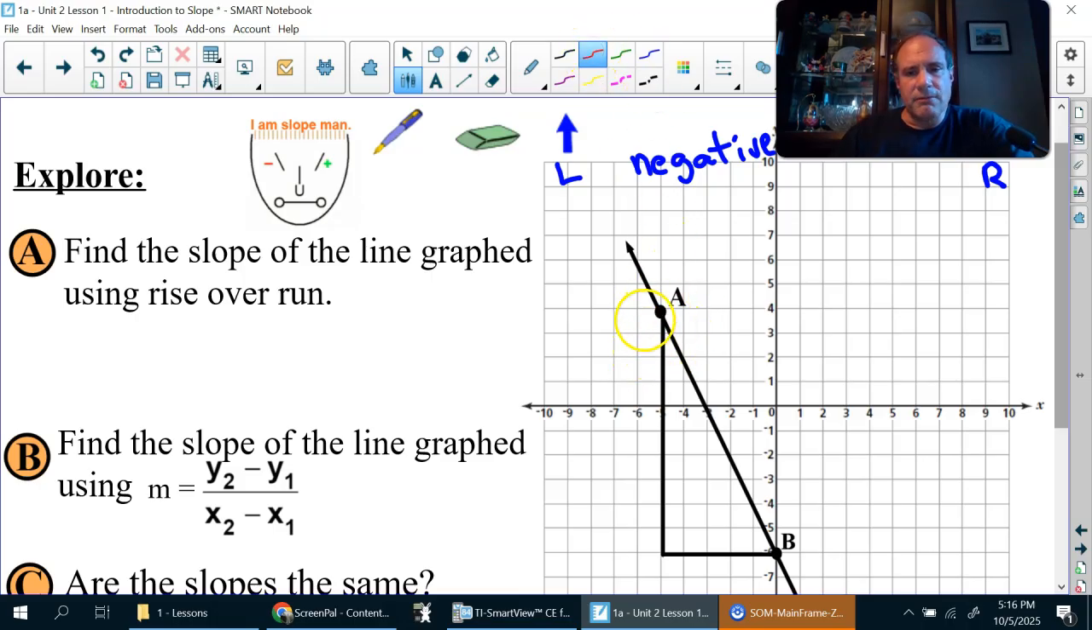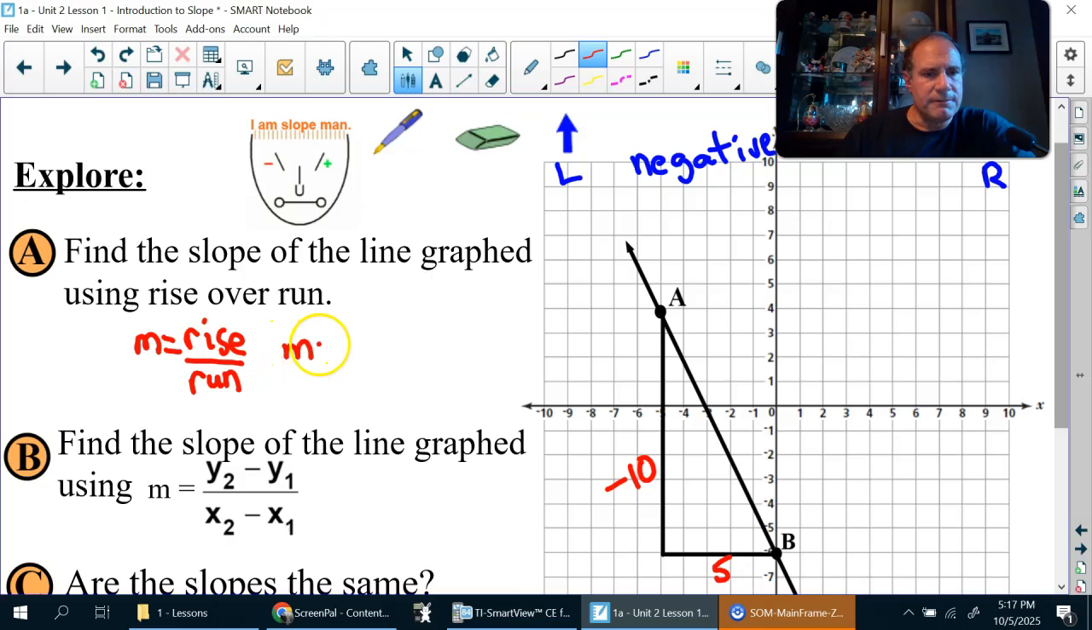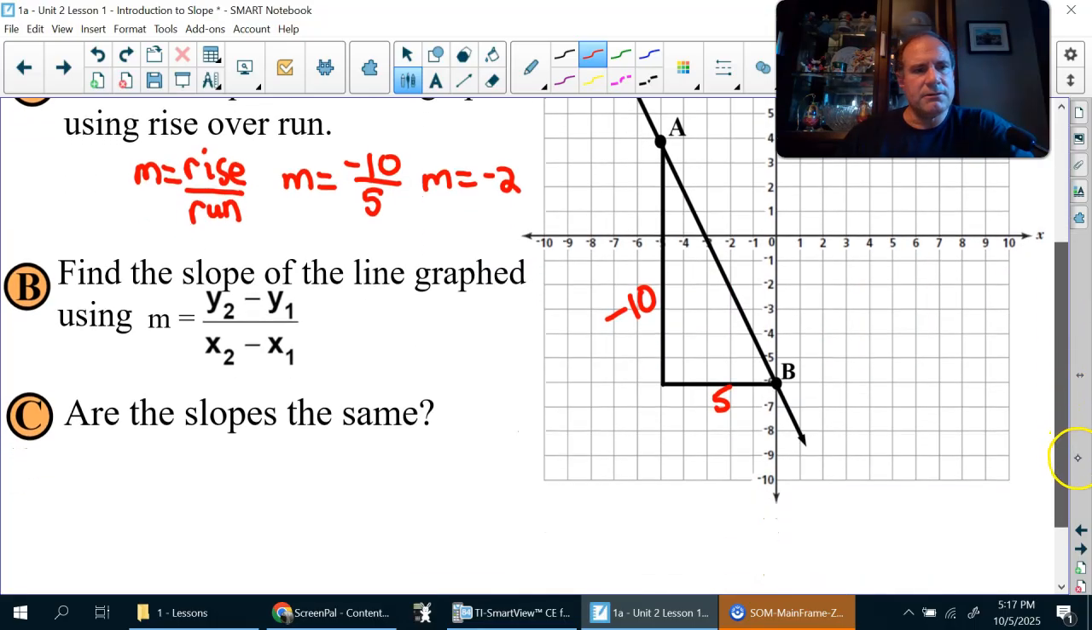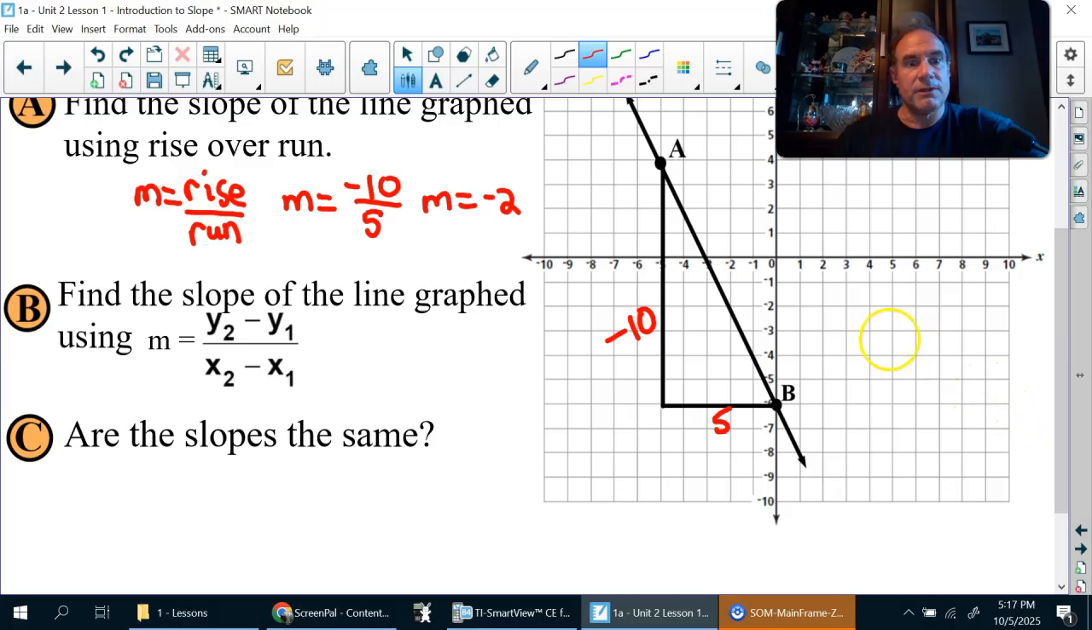We are going to count down 1, 2, 3, 4, 5, 6, 7, 8, 9, 10. So that's a negative 10. We're going to count to the right. 1, 2, 3, 4, 5. And that's the same one that we had before. So the rise over run is m equals rise over run. M equals negative 10 over 5. M equals negative 2.